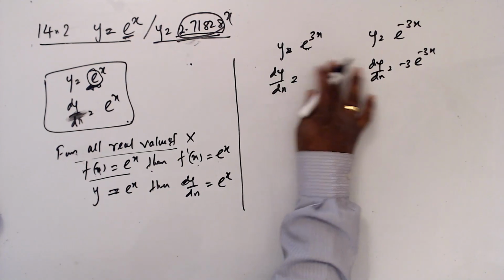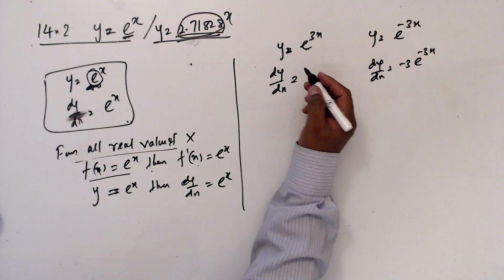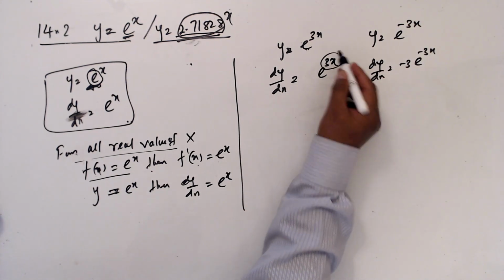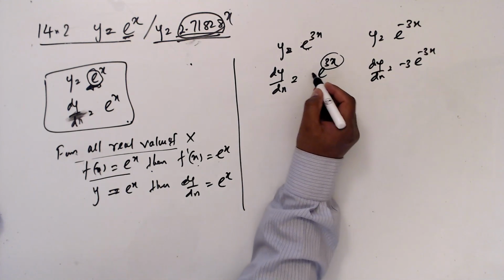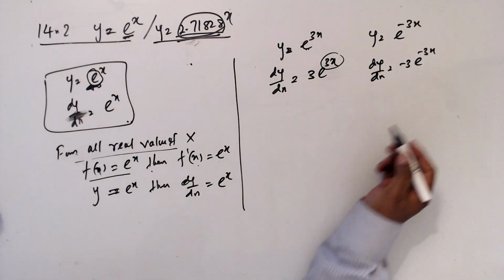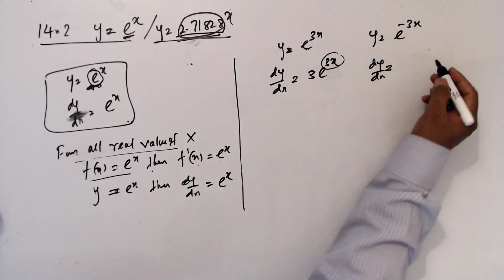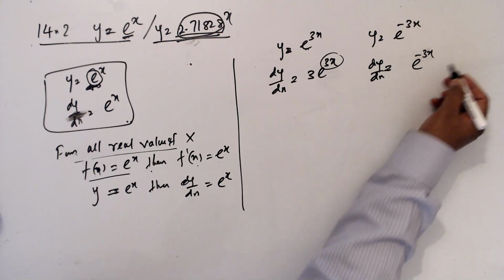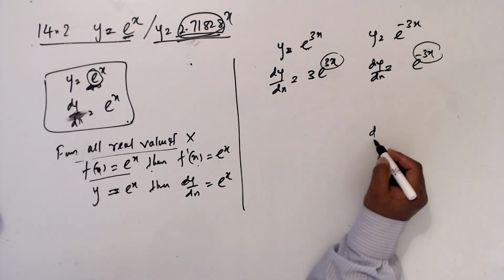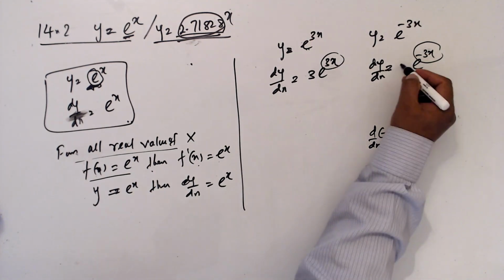In other words, what is the differentiation of e^3x? You write the same one and you write the differentiation of this exponent, 3. And what is the differentiation of e^(minus 3x)? You write the same one, then what is the differentiation of minus 3x? d by dx of minus 3x, what is the answer? Minus 3.